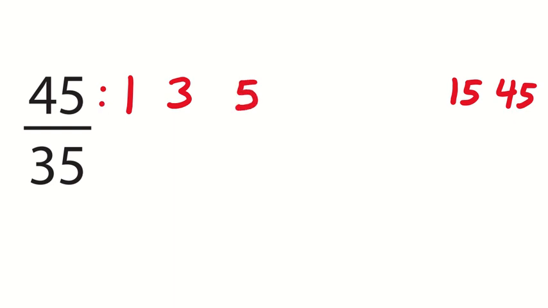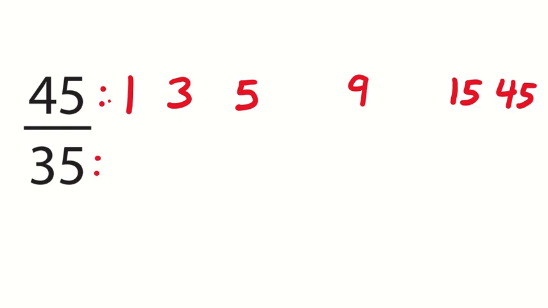45 over 35. Again, we start out by listing the factor pairs. 1 times 45 is 45. 2 won't go into 45, but 3 will. 3 times 15 is 45. 4 won't go into 45, but 5 will. We know that 5 times 9 is 45. And those are all the factor pairs for 45.